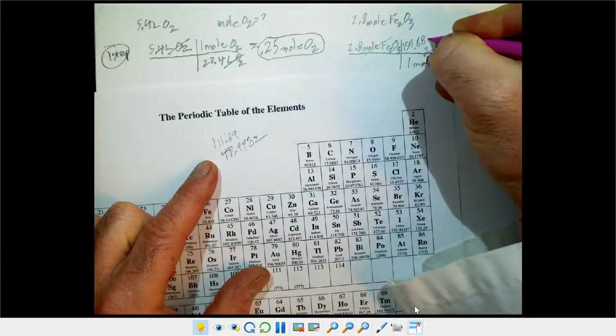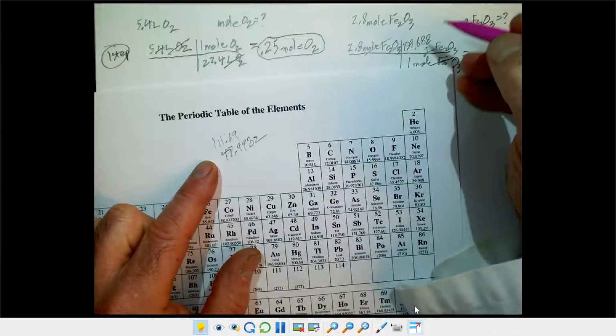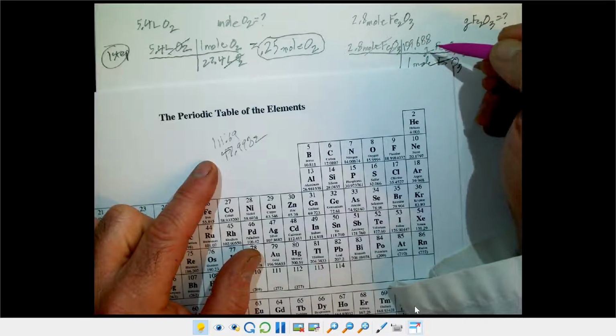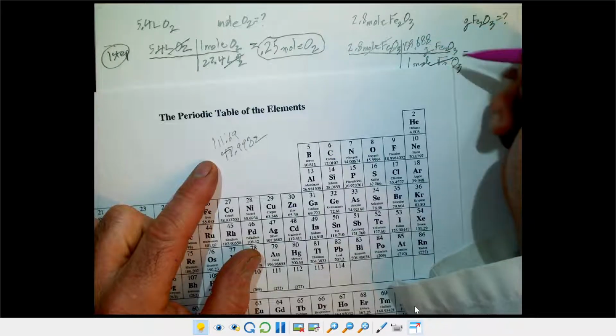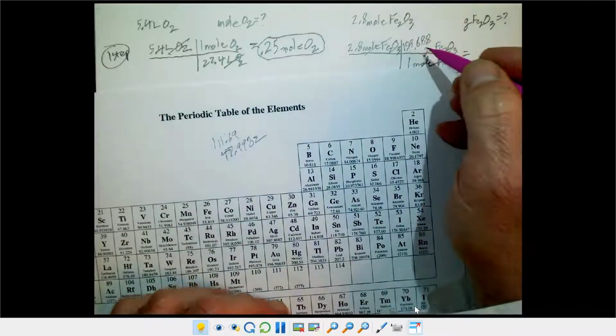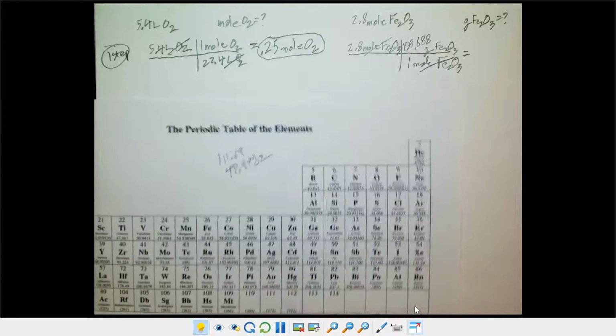159.688. Now, because I'm only going to the hundredths place for my answer, the values I use along the way, like an atomic mass, I probably want to go one more digit out, so that I minimize my error. So I'm going to go out to the thousandths place since I want my answer in the hundredths place. If I were to stop at the hundredths place, I would have a little bit more error. I want to minimize as much of that as possible.